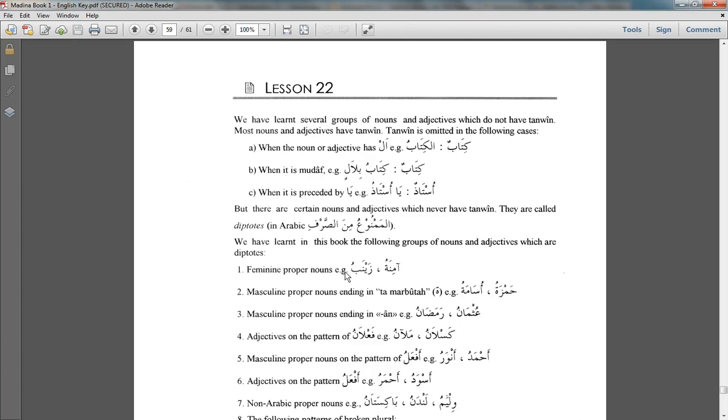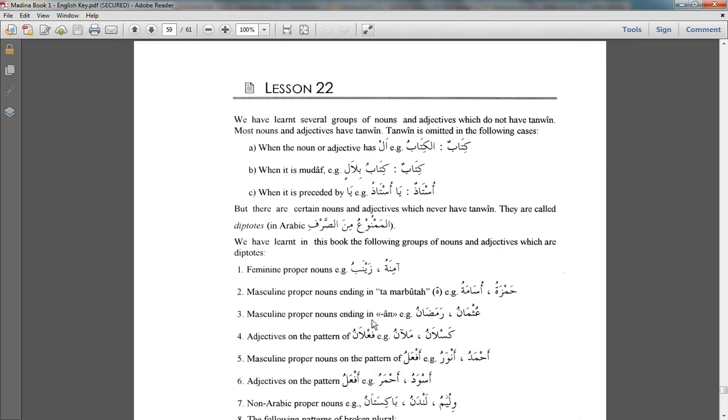Same thing with the masculine proper nouns, number 2. It is alam and it has the sign of ta'nith, even though it's not a feminine name, but it still has the sign of ta'nith, which is the ta marbuta. So therefore, it is also going to be a diptoad, غير منصرف.